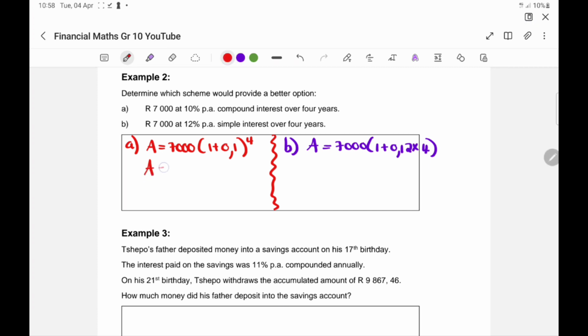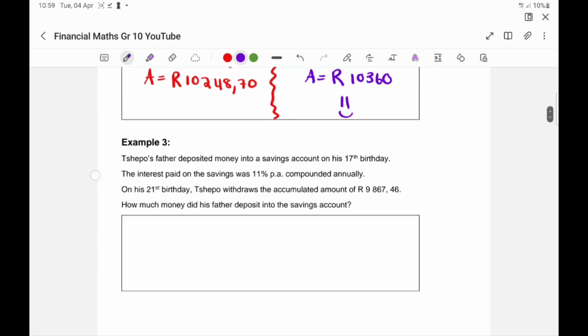So over here, for the compound interest, if you insert it into your calculator correctly, 10,248,70. And for the simple interest, 10,360. So although it's a very small margin, the best one would actually be to go for the simple interest at the higher rate of 12%.